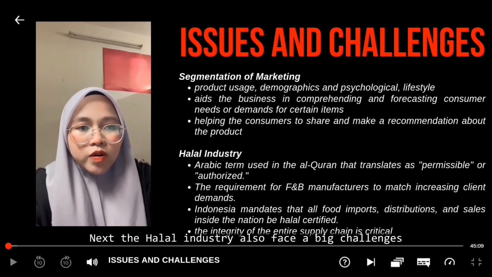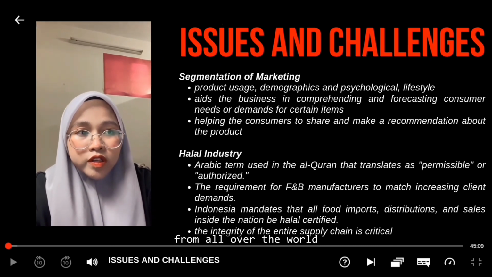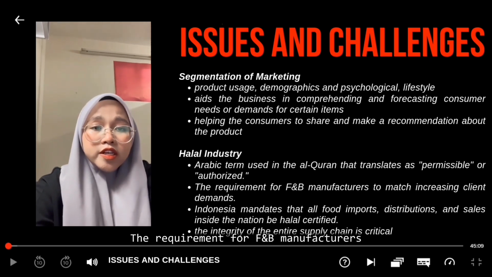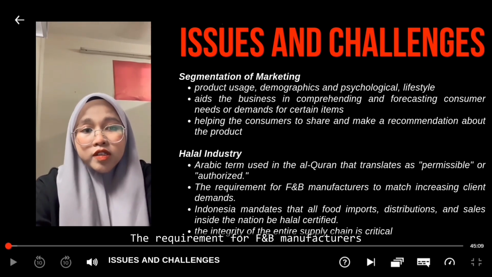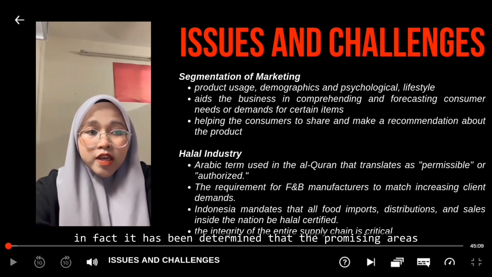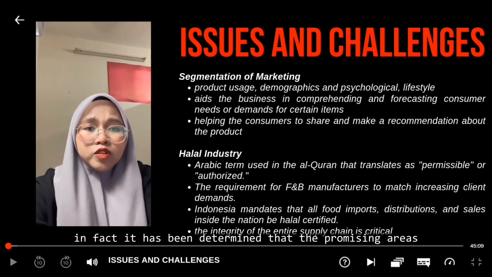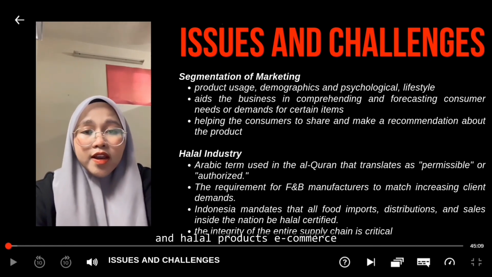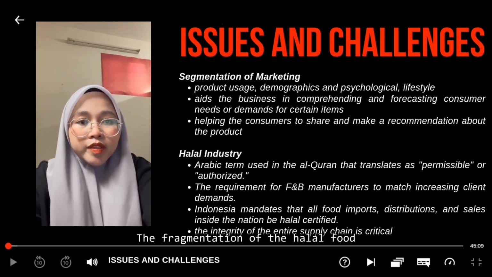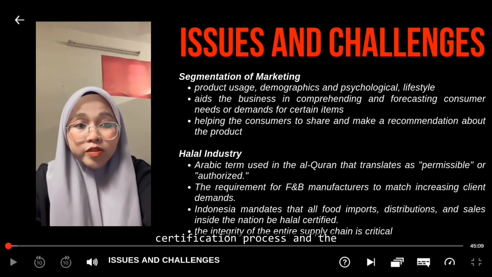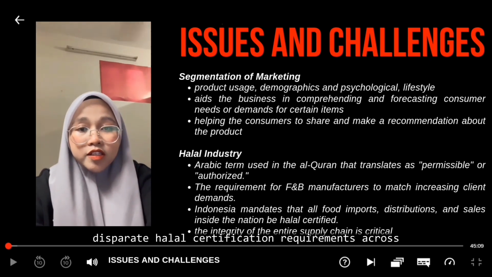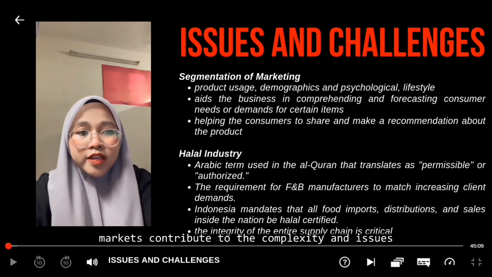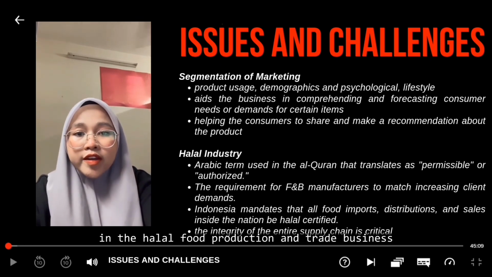Next, the halal industry also faces big challenges from all over the world. The halal food experience might be seen as one of the industry's changing agents. There is a requirement for F&B manufacturers to match increasing client demands. In fact, it has been determined that the promising areas for the halal food industry include retail concept and halal products e-commerce. The fragmentation of the halal food certification process and the disparate halal certification requirements across markets contribute to the complexity and issues in the halal food production and trade business.